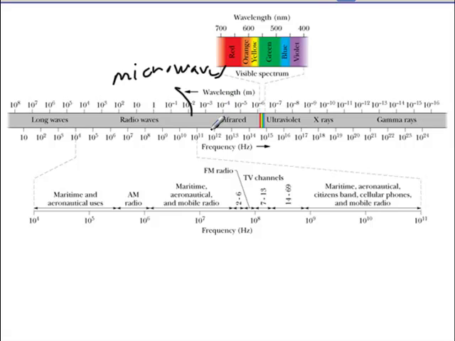Infrared tend to come from thermal processes. But our shortest wavelength microwaves and the longest wavelength infrared have a lot of overlap. So it's not a clear distinction.